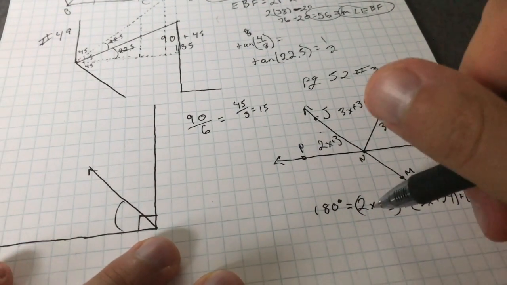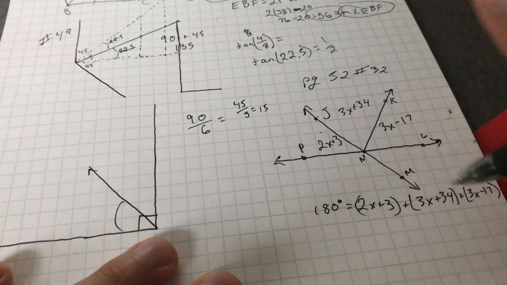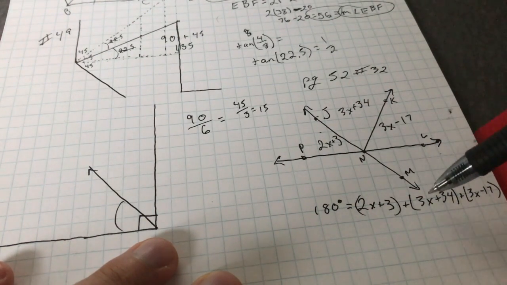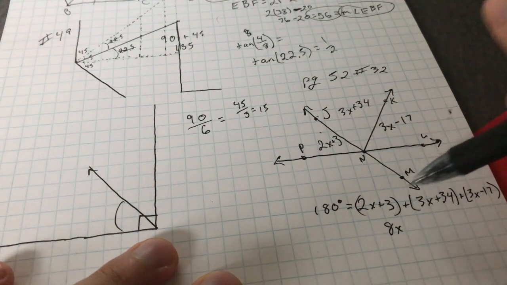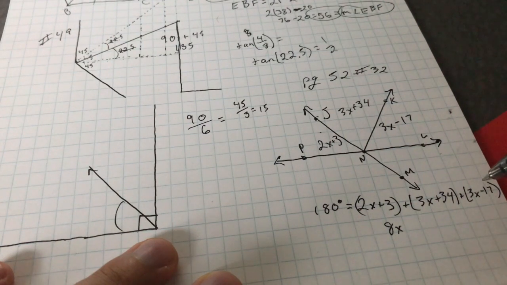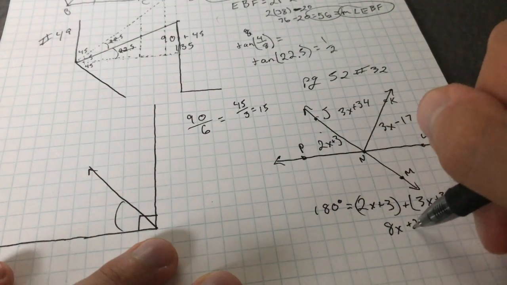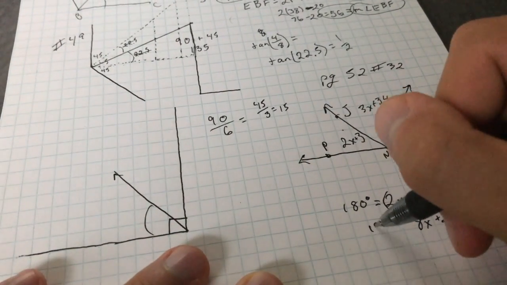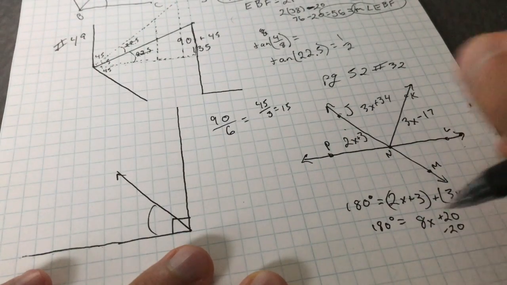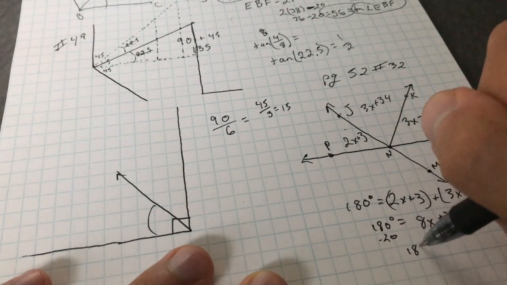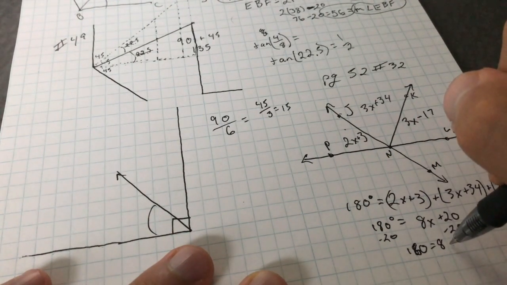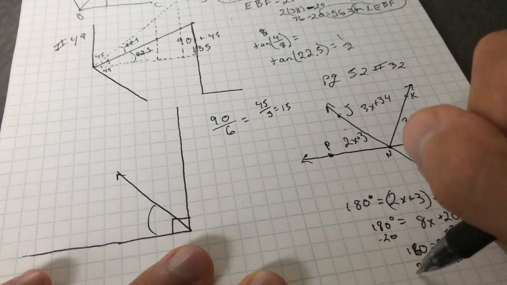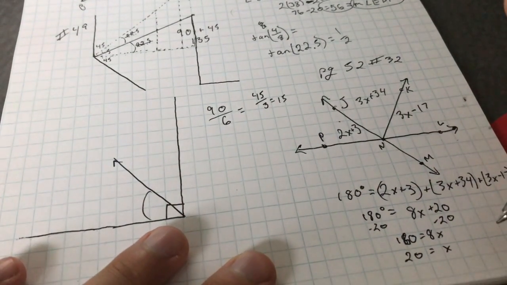All right, let's figure out what x is. I have enough information to solve it. 2x plus 3x plus 3x is 8x, plus 3 plus 34 minus 17. 34 minus 17 is 17, so 17 plus 3 is 20. Subtract 20 from both sides. 160 equals 8x, x equals 20. All right, I have that.